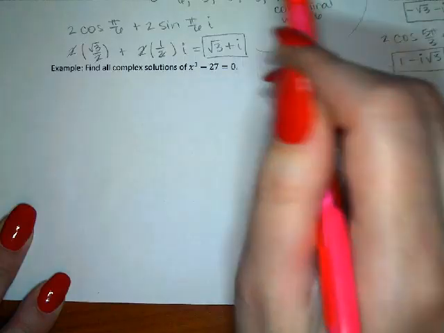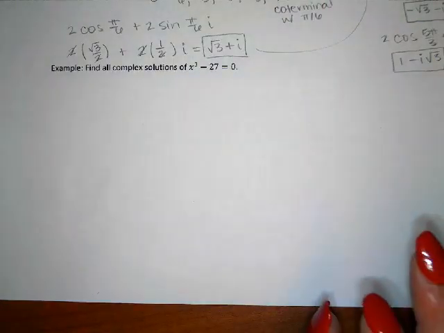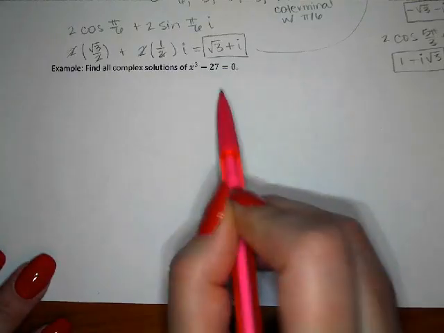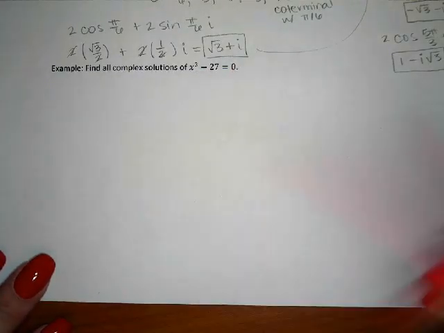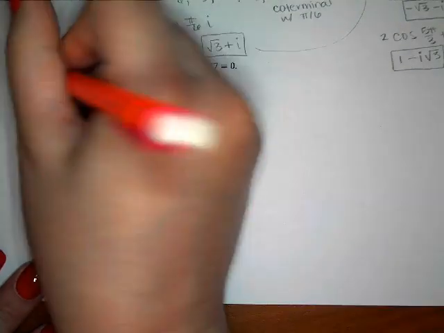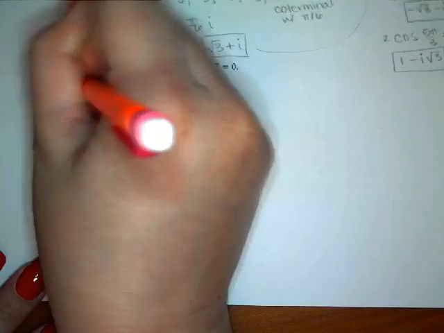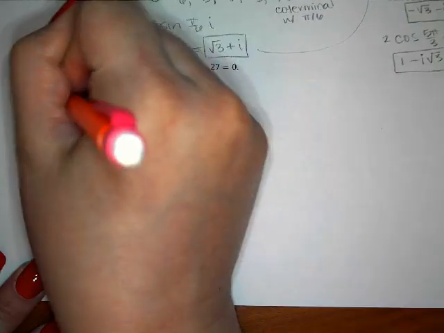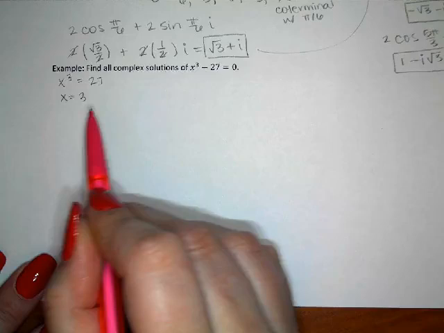So first, if I was to find the real solutions for this by hand without factoring, I could just add 27 over to the other side, and then I would get x to the third is 27. And then I would cube root both sides, and I would end up with x equals 3. So if I think of this as a complex number, this would be 3 plus 0i. I can still think of it as a complex number.